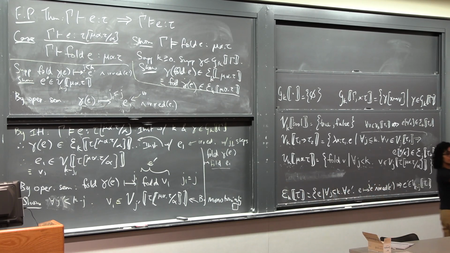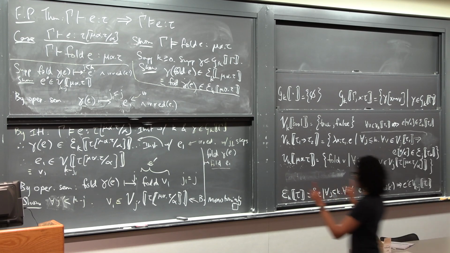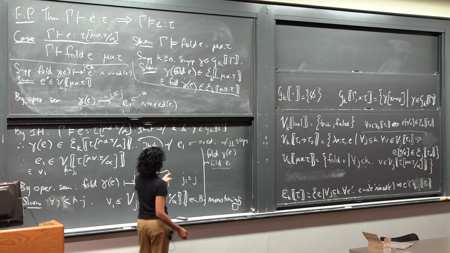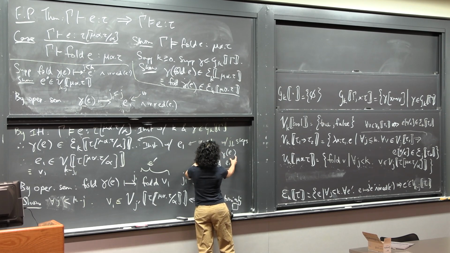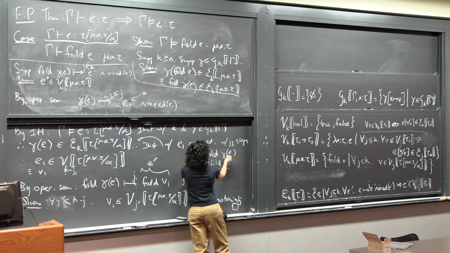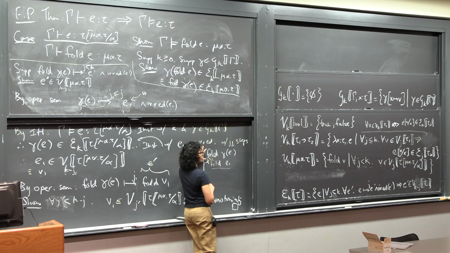Okay? Yes? I know this is a little bit after the fact, but could you clarify once more why J1 must be equal to J2? Okay. Gamma E, so fold gamma E is what we're running. And we said that this gets to fold of some irreducible E1 in some number of steps J1 that I said, I don't know, all I know about it is that it's less than or equal to J.